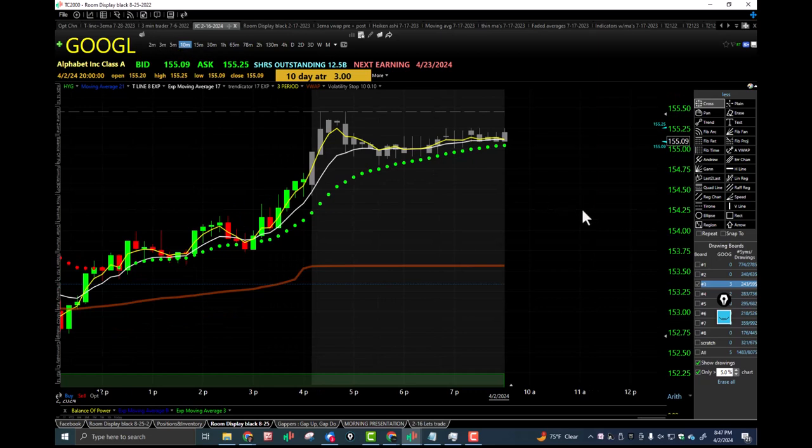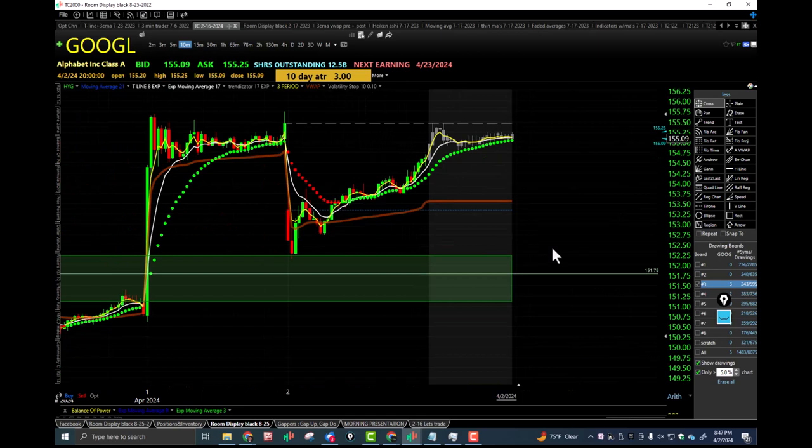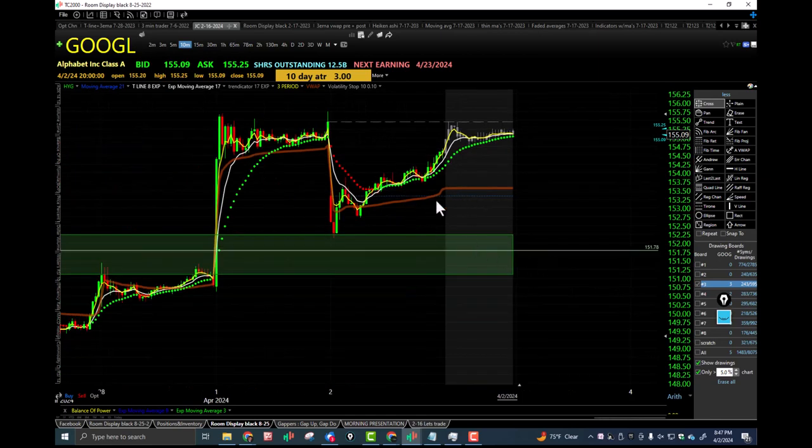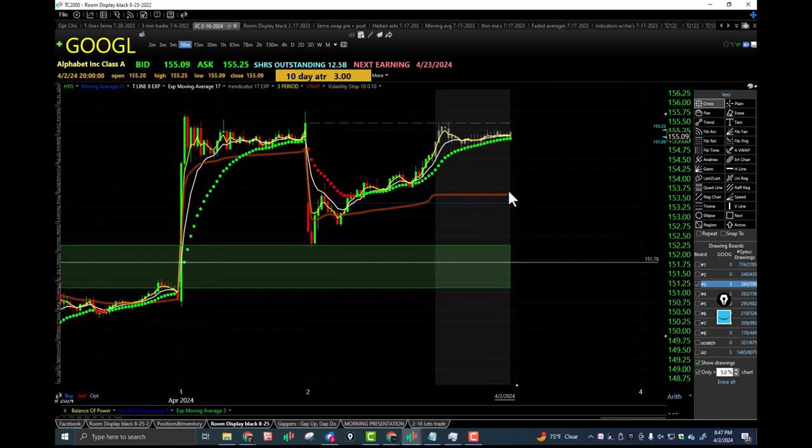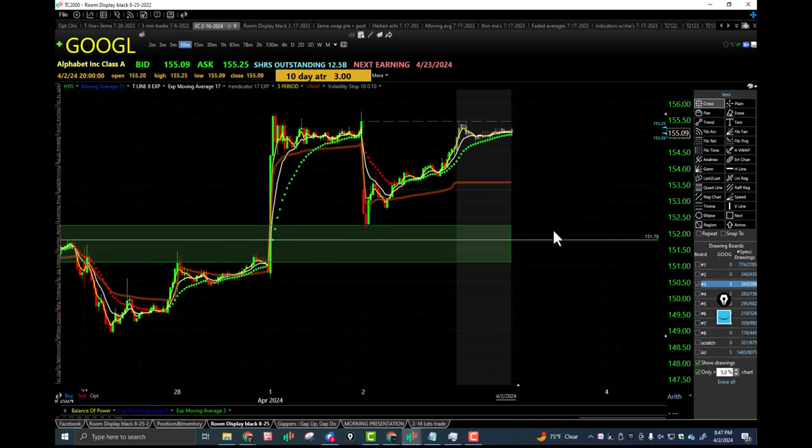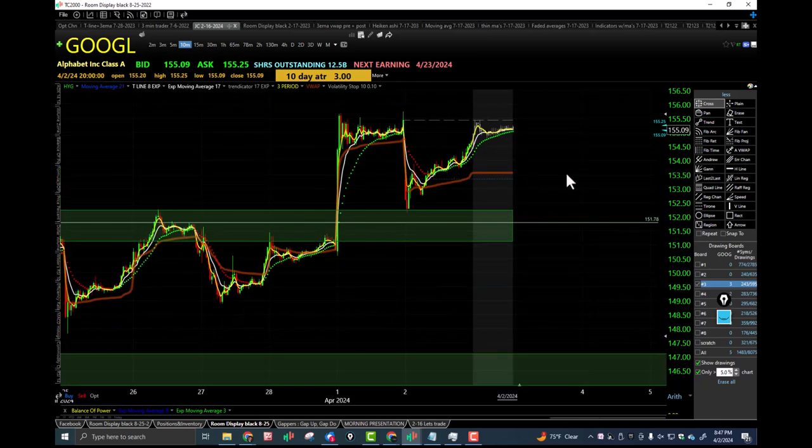This is a 10-minute. Oh, Trader X is sharing Meta. Thanks, Trader X. Trader X is sharing Meta. Thanks, Trader X. All right, so there's Google right there.